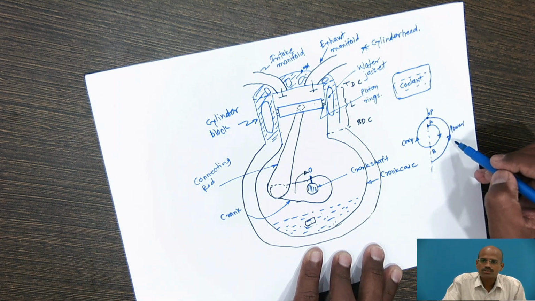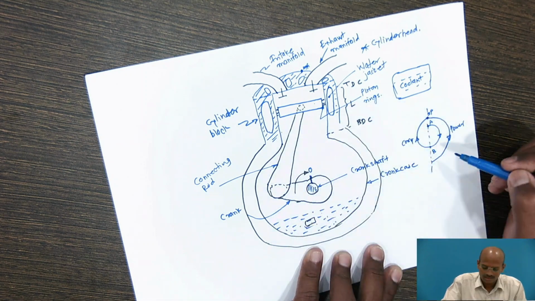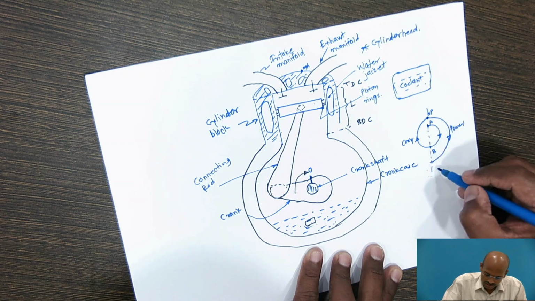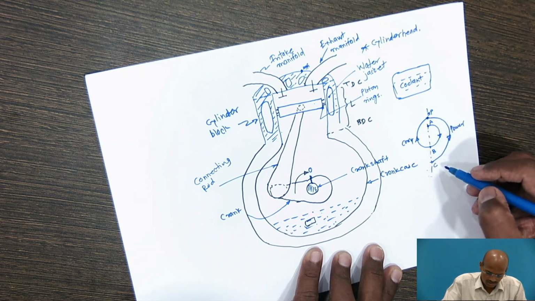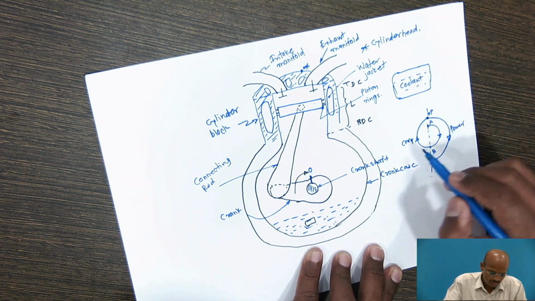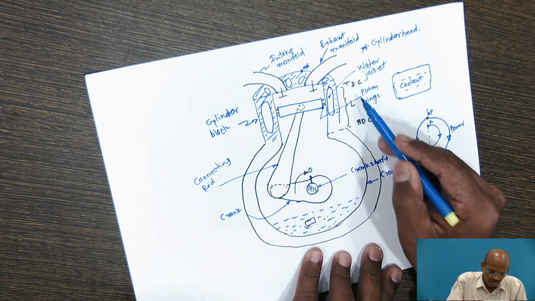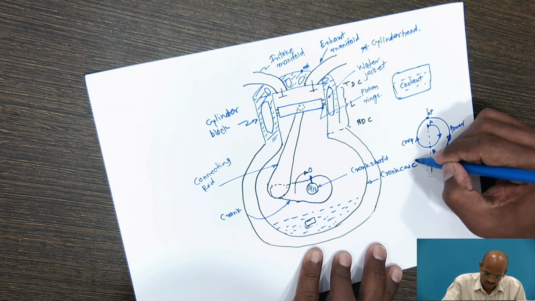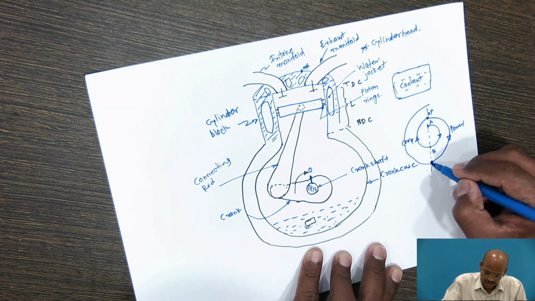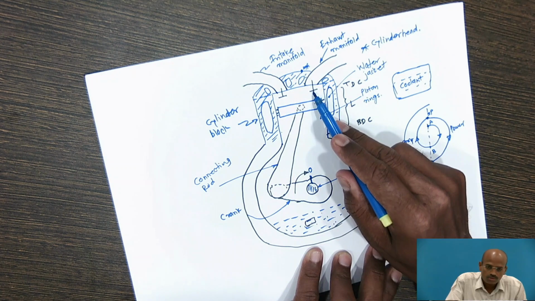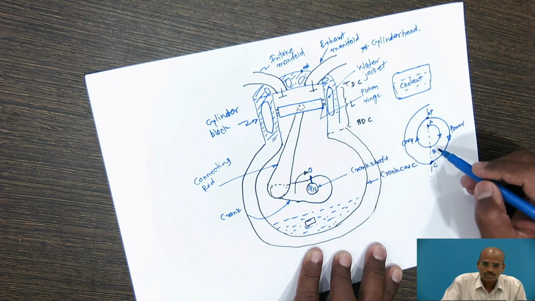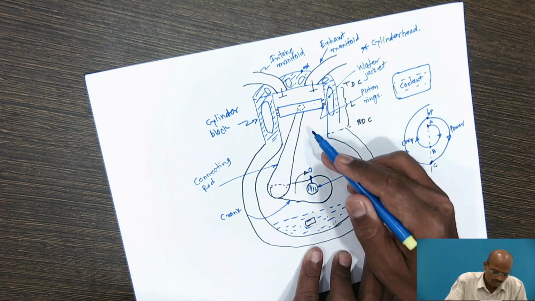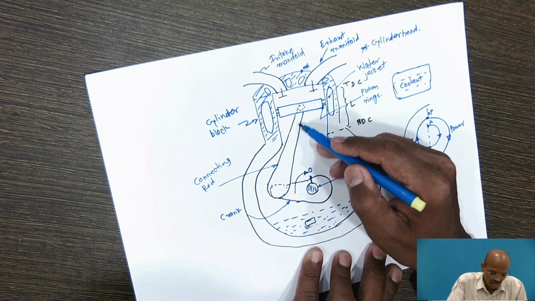To get this power stroke we are going to design the engine. Then the power stroke ends at, suppose, this point C. During this power stroke, the piston moves from TDC to BDC, and the last stroke is the exhaust stroke. At point C, the exhaust valve gets opened, and the piston is going to push the combustion gases out of the cylinder.